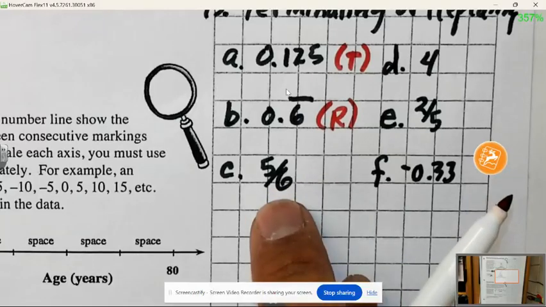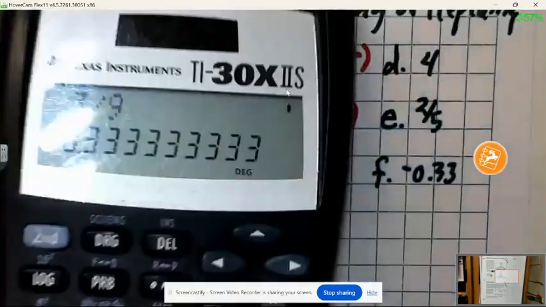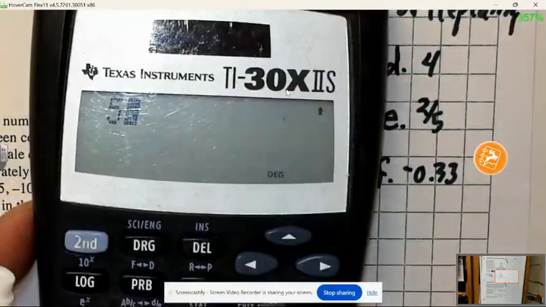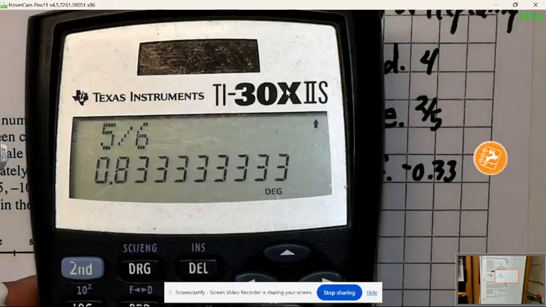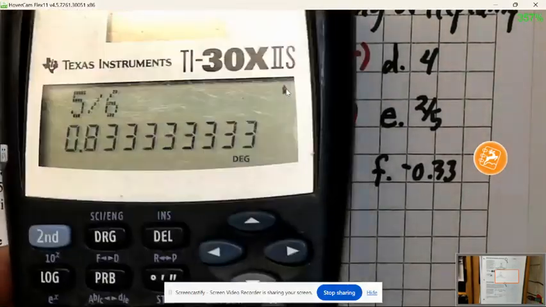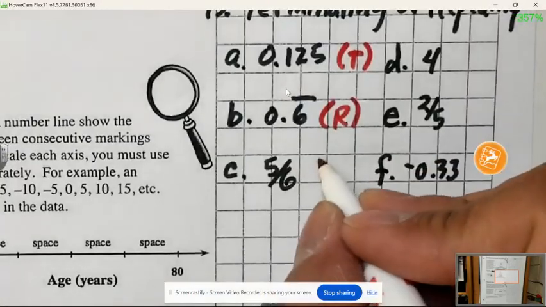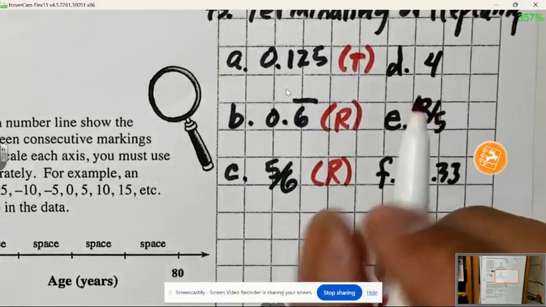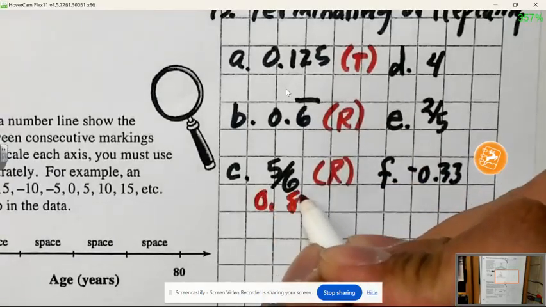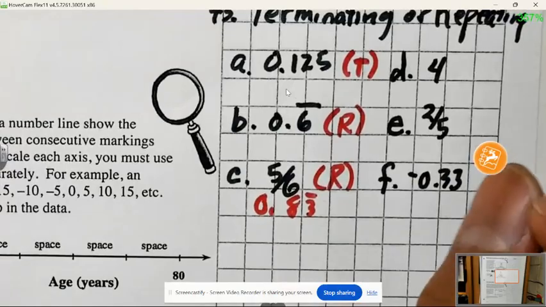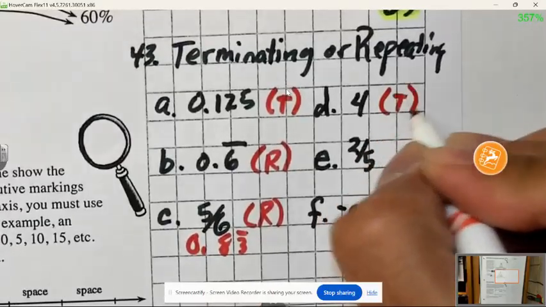For number C, this is a fraction, so we don't know what it's going to look like as a decimal. So if anybody did take out a calculator, let's do this problem. 5/6 means 5 divided by 6. Is it terminating or repeating? We can see that there is a digit that repeats, and the 3s go on forever. So this is a repeating decimal. It doesn't have a 9 in the denominator, but we know that this is 0.83333333. Okay, so D, 4, that is a terminating decimal.